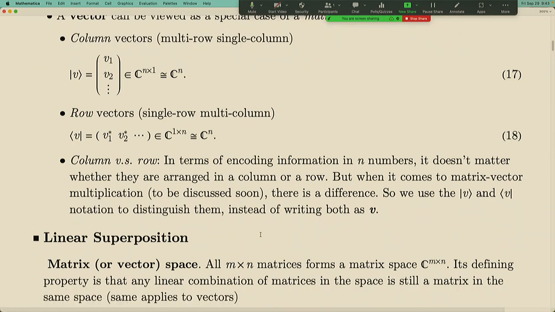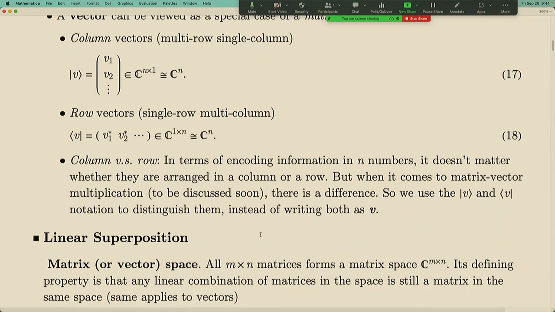But when it comes to certain matrix-vector multiplication, as we will discuss soon, there will be a difference between row and column. So in general, a vector, you can think of it as just n numbers. But when you really want to emphasize that this vector is a row vector or a column vector, we use two different symbols. If it is a column vector, we use this symbol, which is called a ket. If it's a row vector, we use that symbol, which is called the bra. And this is called the Dirac notation. We will talk about that more later.